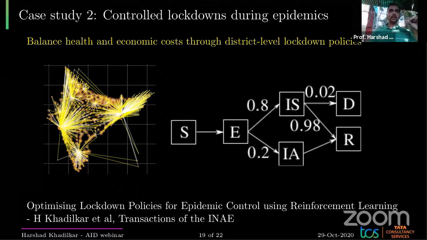So that people's lives are not disrupted too much, we don't do this every day, we do it once a week. So this is only a simulation based study right now. It is not implemented in the real world. But our hope is that if next time something like this happens, we should be able to help the government do a more precise control of lockdowns around the country.